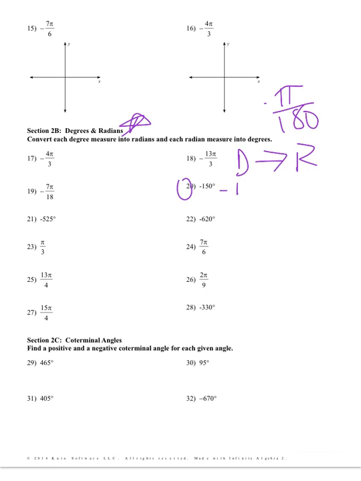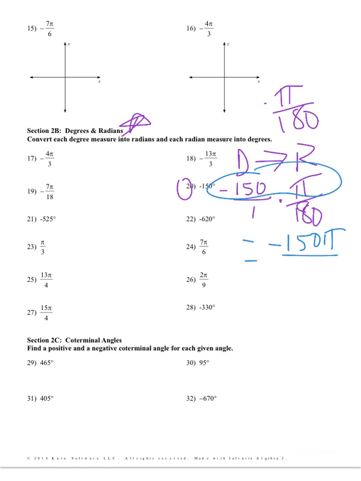So I'm going to take negative 150 and put it over 1, make it a fraction, because I'm multiplying by the fraction pi over 180. You are not going to plug in 3.14 for pi. We're going to leave it in terms of pi. So that would be negative 150 pi over 1 times 180. I'm going to reduce that, and it ends up being negative 5 pi over 6. So negative 150 degrees is negative 5/6 pi.